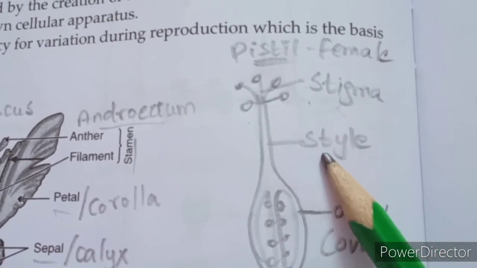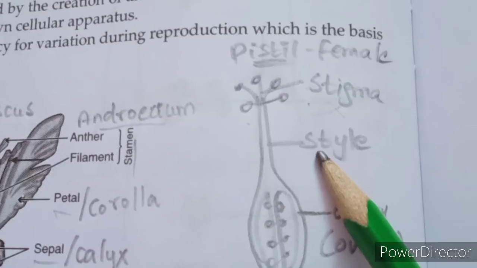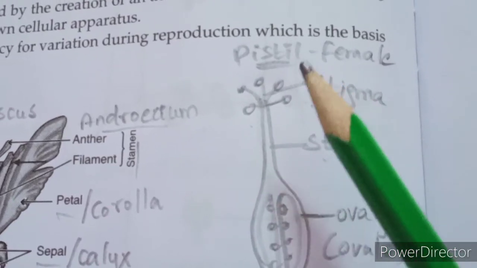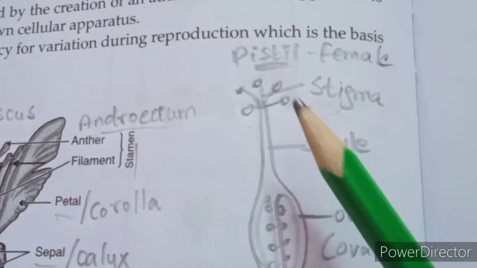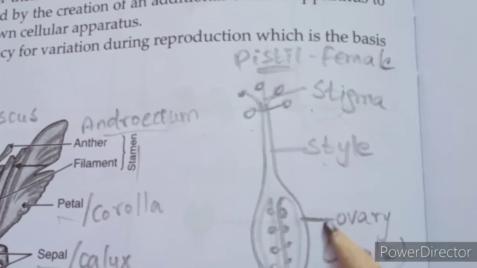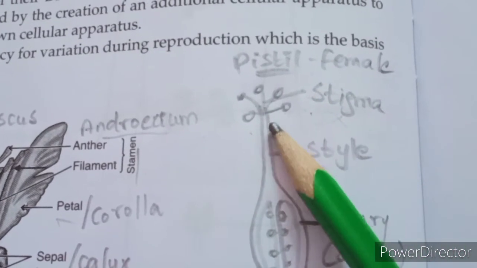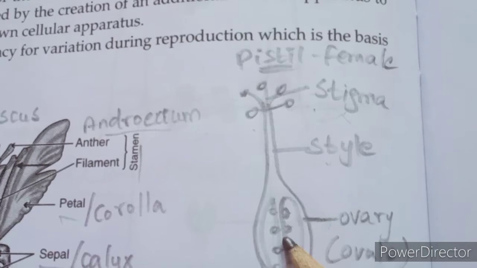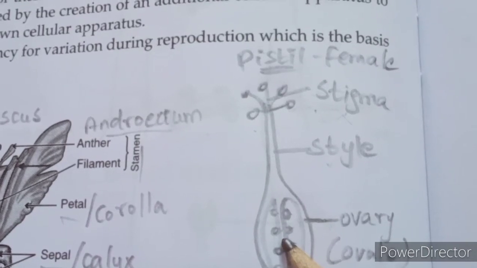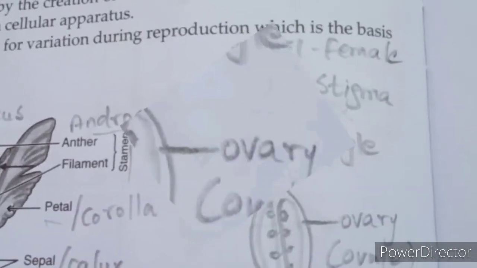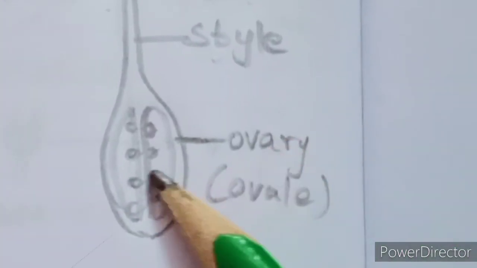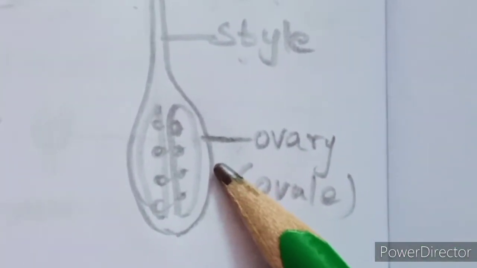And the second part is called style. It is a long stalk that supports the stigma and the ovary. It connects the stigma and ovary, and also the pollen tube travels through it to deliver the male gamete into the ovary during fertilization. And the last part is called the ovary, which is a female sex organ.